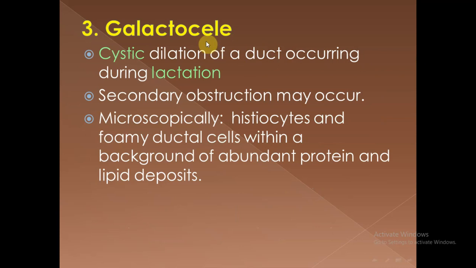Galactocele. Galactocele means a cyst filled with milk, and it commonly occurs during lactation. It's important that there could be a secondary obstruction of the cyst, and this leads to a secondary bacterial infection and abscess formation.